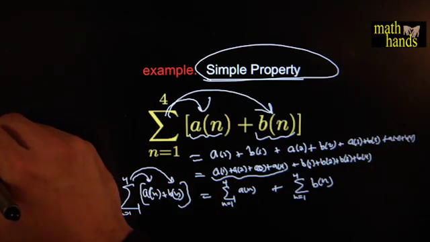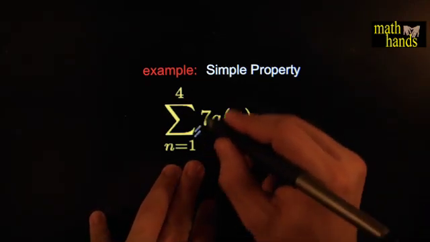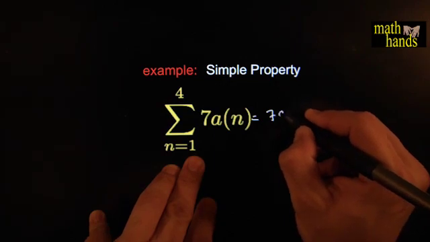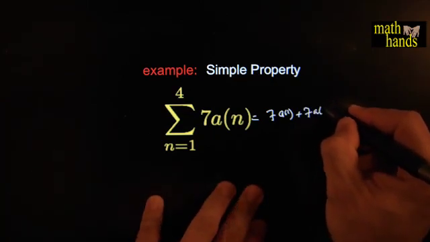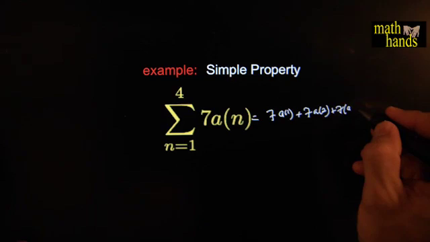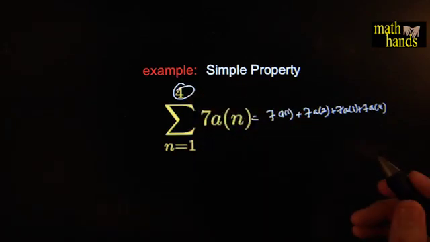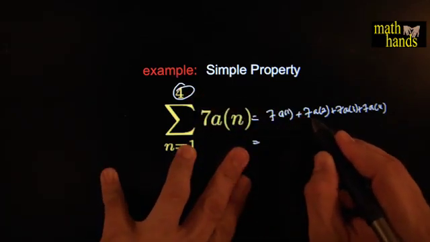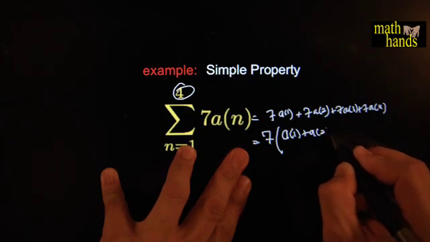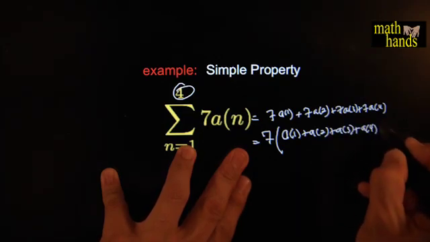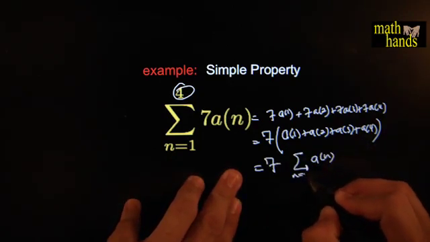Let's try another one. Simple property. This one would say, if I've got 7 times an, and I use the definition, I'll get 7 times a1 plus 7 times a2 plus 7 times a3 plus 7 times a4, and then I'd stop there at 4. But something interesting happens here. You see the 7 there, and a 7 there, and a 7 there, and a 7 there. I could actually factor that out and just have a1 plus a2 plus a3 plus a4. And this suggests another very interesting property. I could change this back to my sigma notation, an's as n runs from 1 to 4.